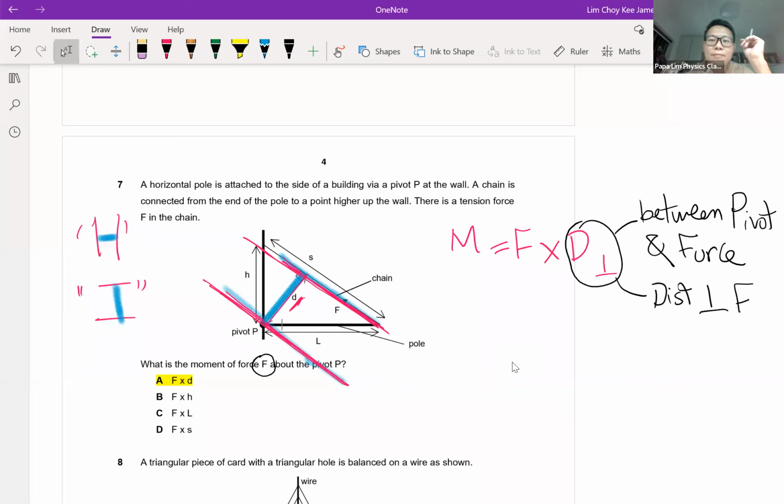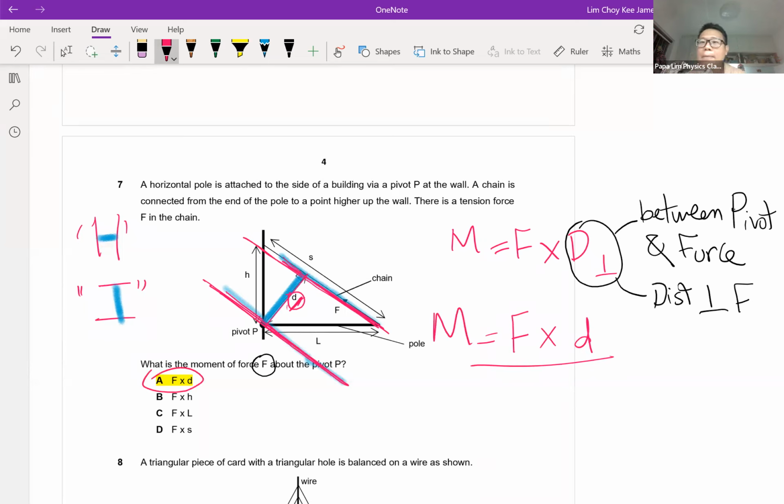Once you have the perpendicular distance, if my force is F, the perpendicular distance I'm interested in is denoted by D. So moments will be F times D, and this is option A. So take note of how I derive the perpendicular distance. It's quite a standard way of doing it, it's just that you have to get used to it.